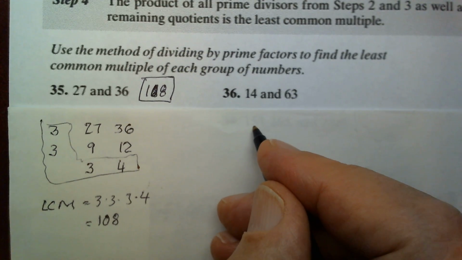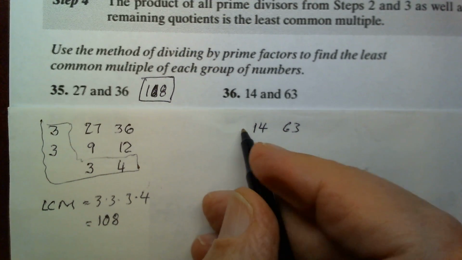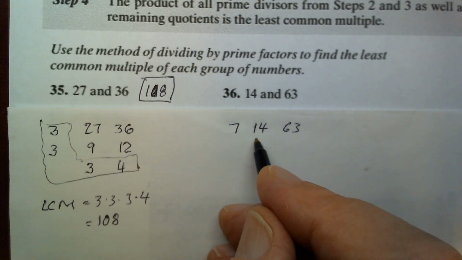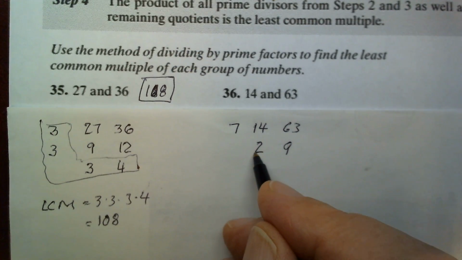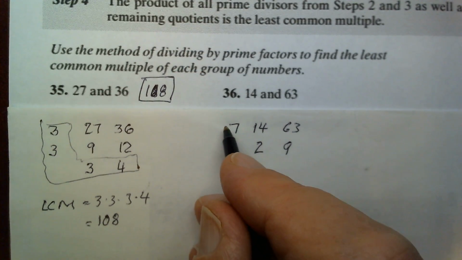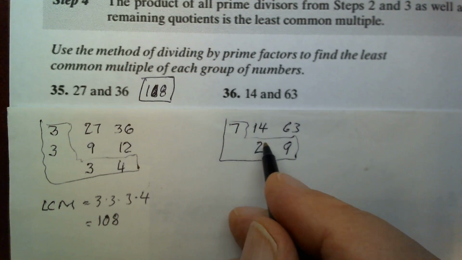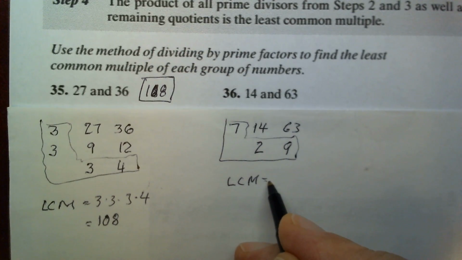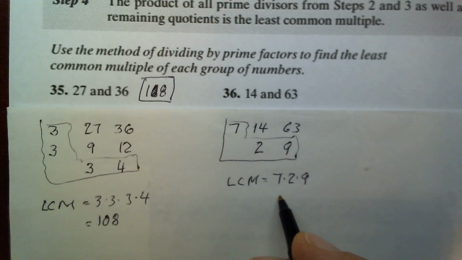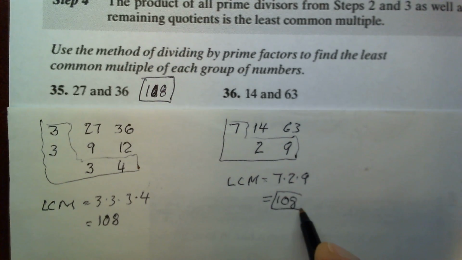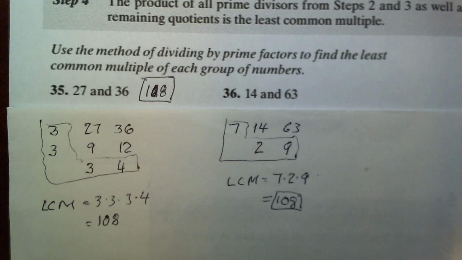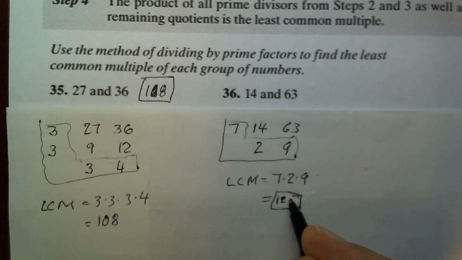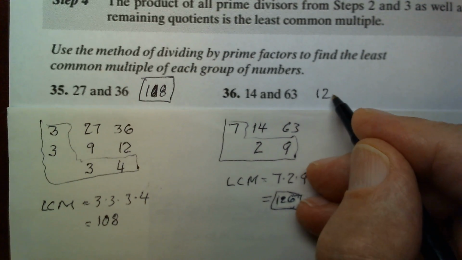So for 14 and 63, we write the numbers next to each other, 14 and 63, and so 7 would be a common prime, so 14 divided by 7 is 2, and 63 divided by 7 is 9. And there's no more common prime factor for 2 and 9, so we cannot bring down anything. So in other words, the LCM is the product of these three numbers. So the LCM is equal to 7 times 2 times 9, which is equal to 126. So 126 is the least common multiple.